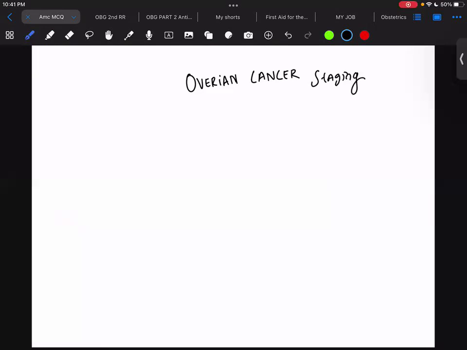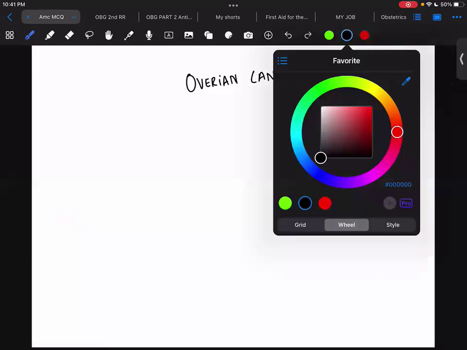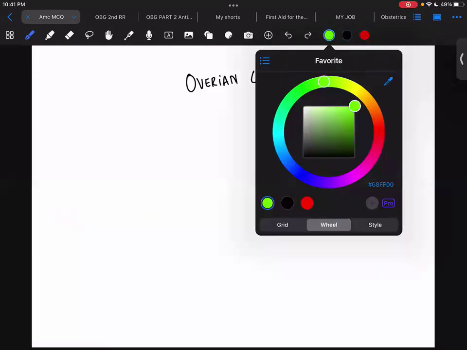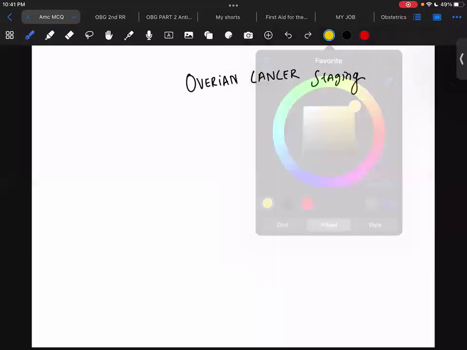Ovarian cancer staging, that's very important. Any patient, very simple. I'll try to make it very simple for you, and let's do it. Let's make it with something different color.